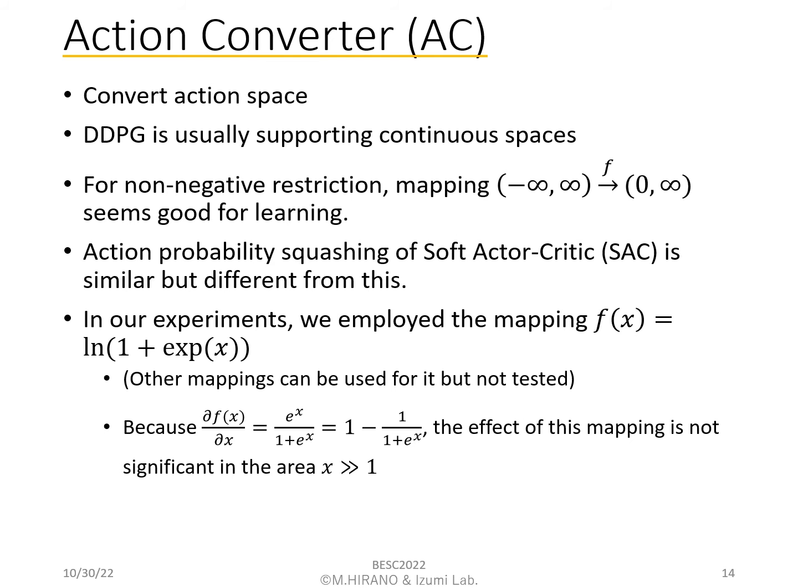Next, the first additional component is called the action converter. The action converter converts action spaces. It is mainly used to implement the non-negative restriction. The action probability distribution of SAC is also similar but different from this, and this is only aimed at mapping from space to space. In our experiment, we employed the softplus function for some reasons.